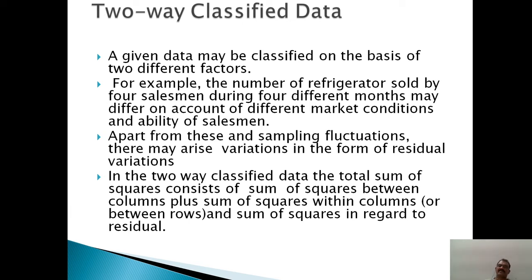Apart from these and sampling fluctuations, there may arise variations in the form of residual variations. In the two-way classified data, the total sum of squares consists of sum of squares between columns plus sum of squares within columns and sum of squares in regard to residual.